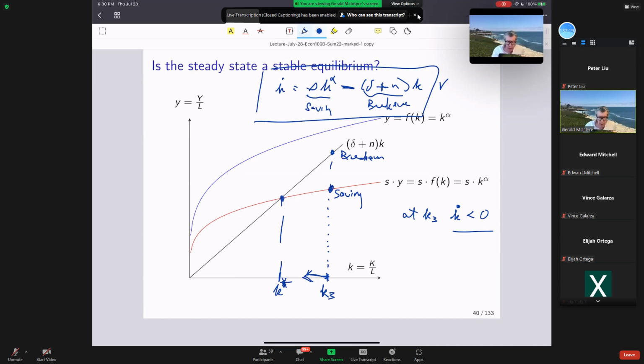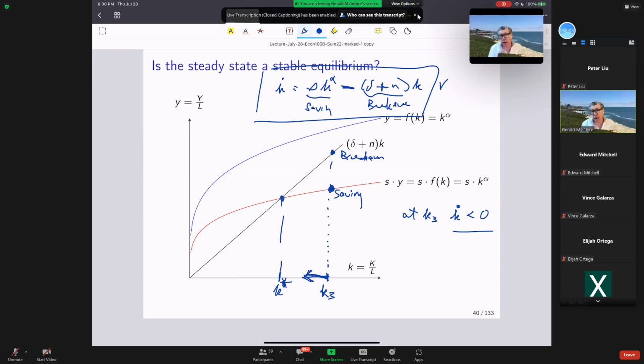At K3, savings is insufficient to cover break-even investment. You're not doing enough savings to replace either what's falling apart or the newbies coming in who need capital stock. So let's think of this as, the reason the break-even line is so high is because there's lots of depreciation. Lots of things are falling apart, and you're not doing enough savings down at K3 to cover that. Well, if capital stock is falling apart and you're not replacing it quickly enough, then the overall capital stock per worker must shrink. That's the idea. And sure enough, it does shrink back to the steady state.